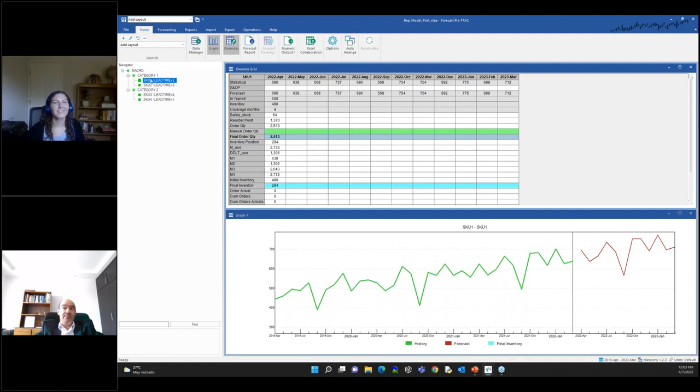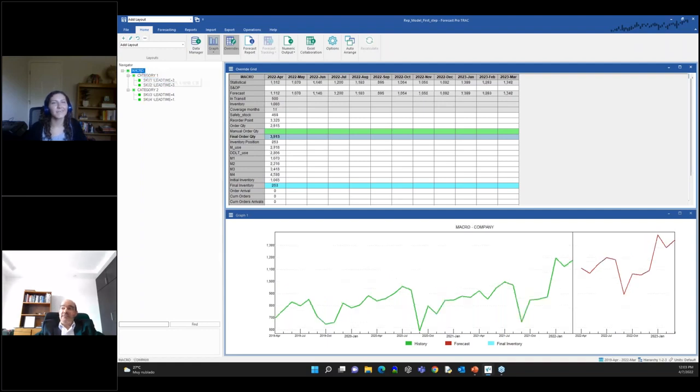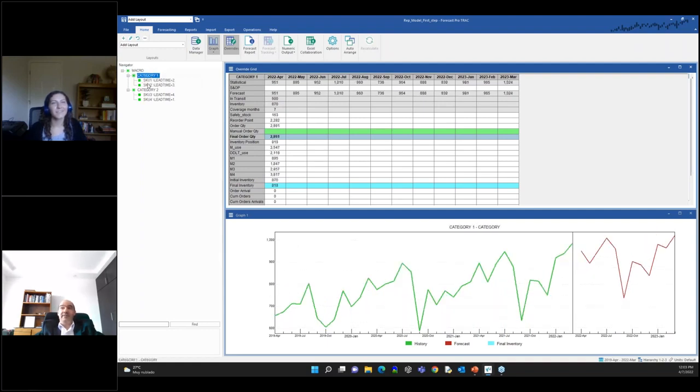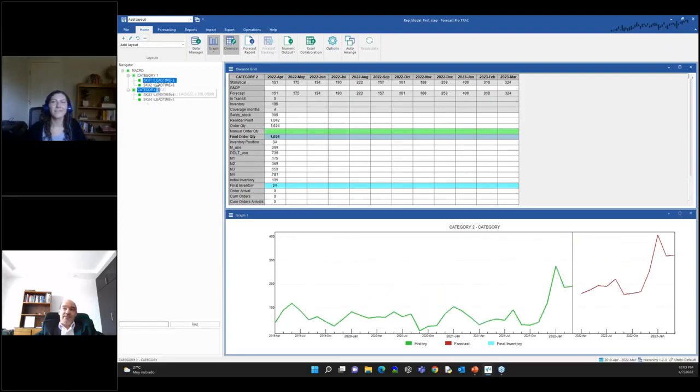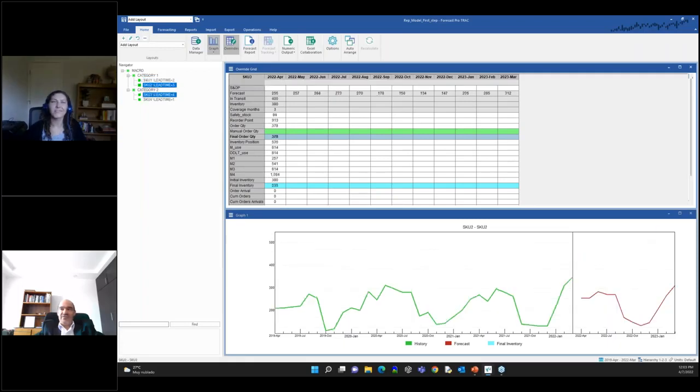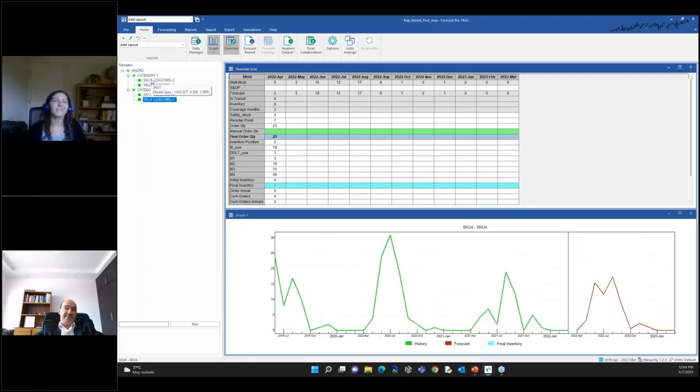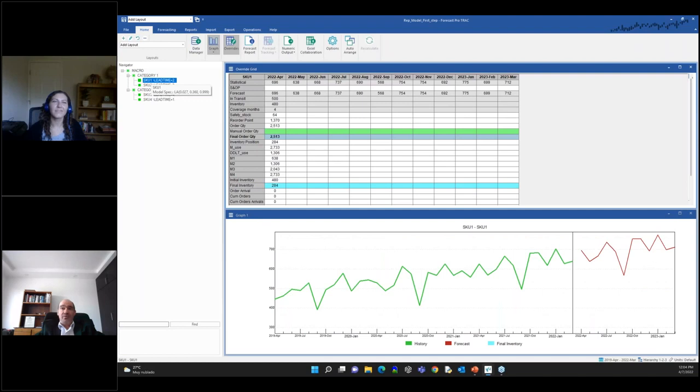Okay, so basically I have a very small project here. It's just an example. We have a company, this is the company, and then we have categories, category 1 and category 2. And inside those categories, we have a couple of SKUs for each category, okay? Different patterns and different things. So the first time, ForecastPro will, of course, create a forecast. It will calculate the forecast.